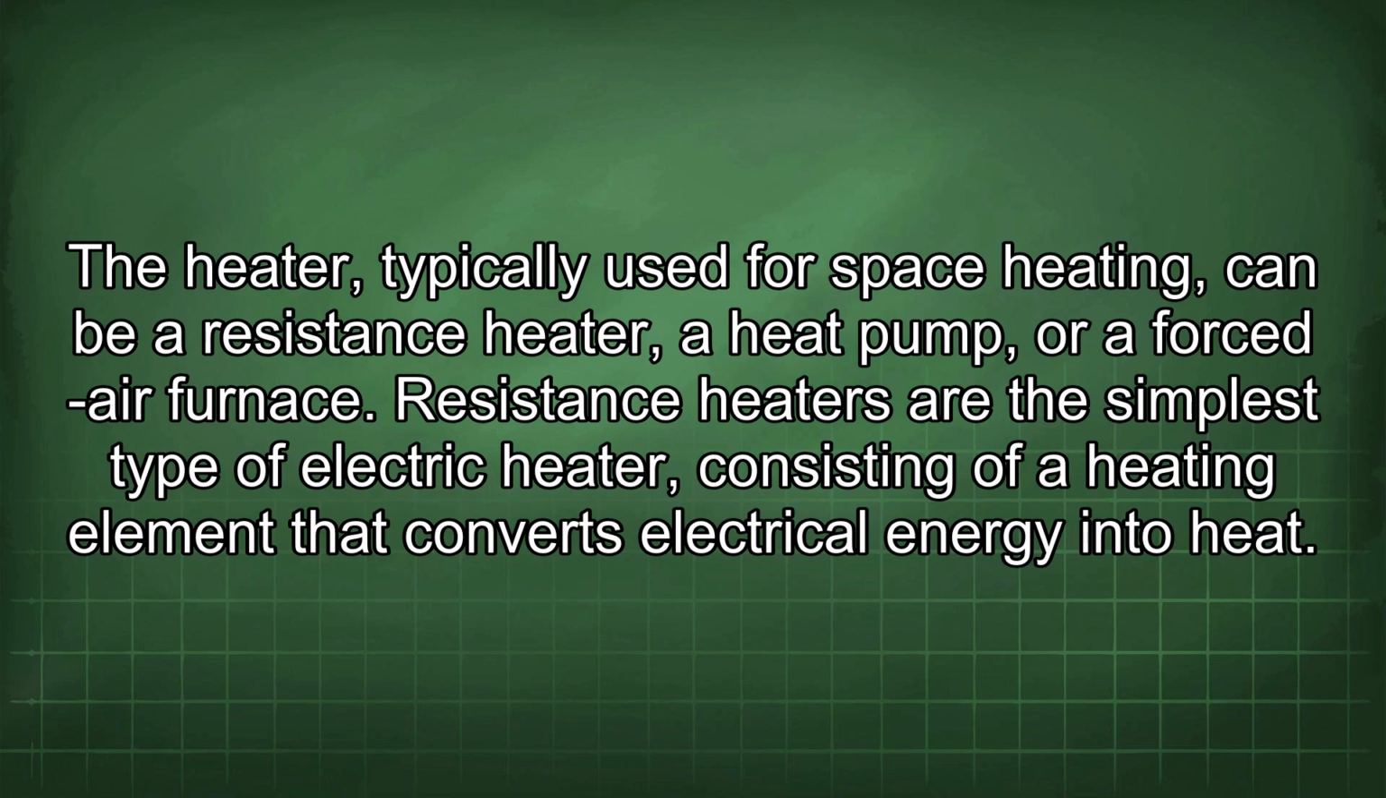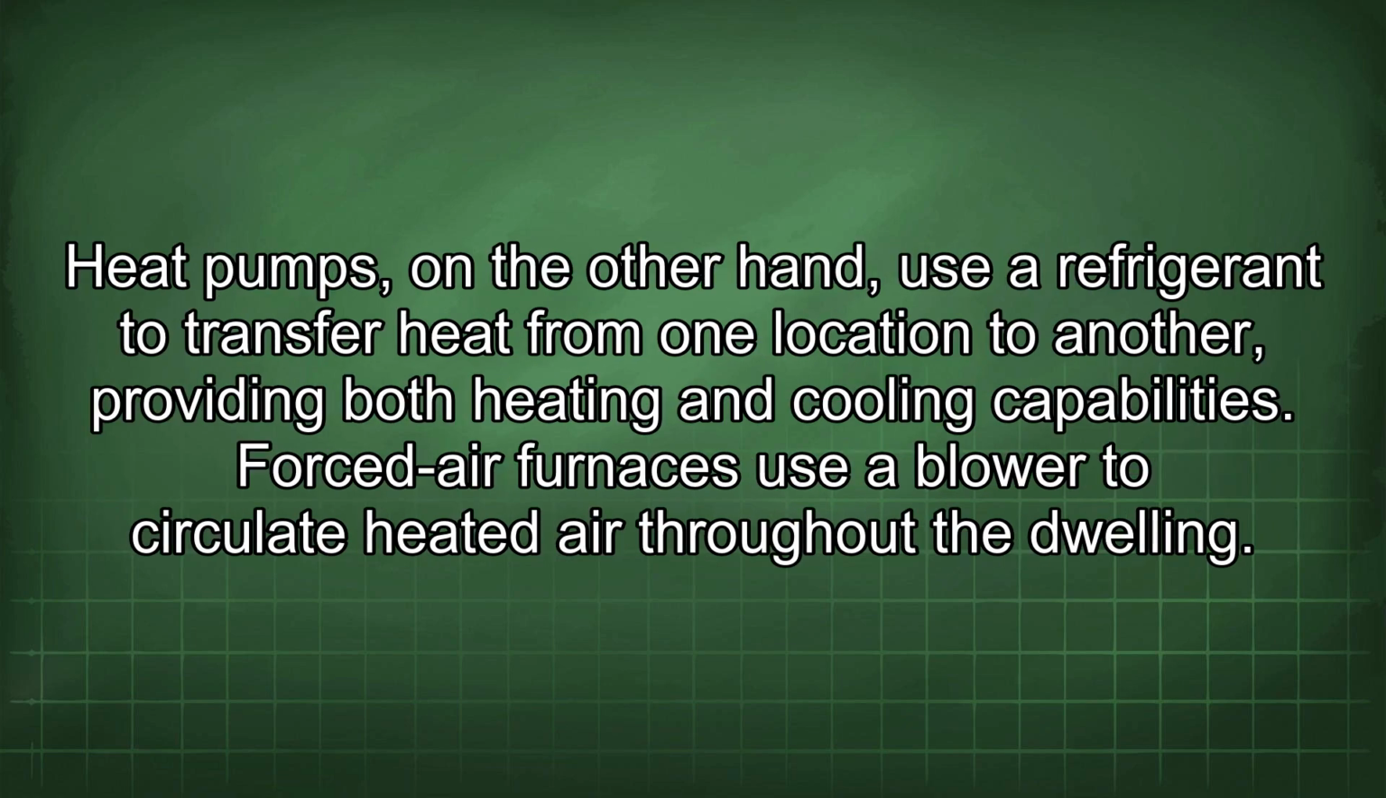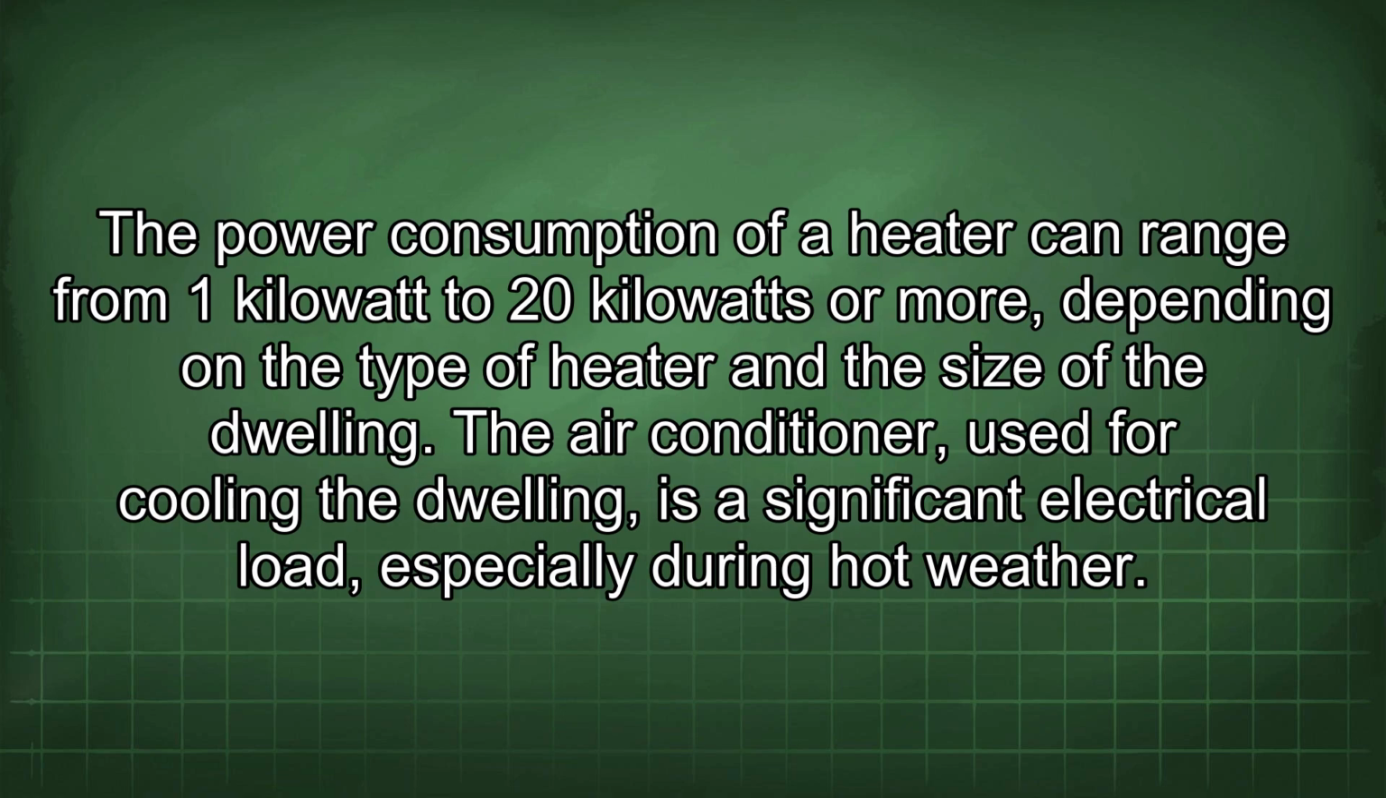The heater typically used for space heating can be a resistance heater, a heat pump, or a forced air furnace. Resistance heaters are the simplest type of electric heater, consisting of a heating element that converts electrical energy into heat. Heat pumps, on the other hand, use a refrigerant to transfer heat from one location to another, providing both heating and cooling capabilities. Forced air furnaces use a blower to circulate heated air throughout the dwelling. The power consumption of a heater can range from 1 kilowatt to 20 kilowatts or more, depending on the type of heater and the size of the dwelling.